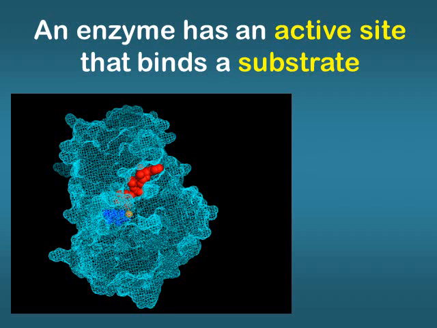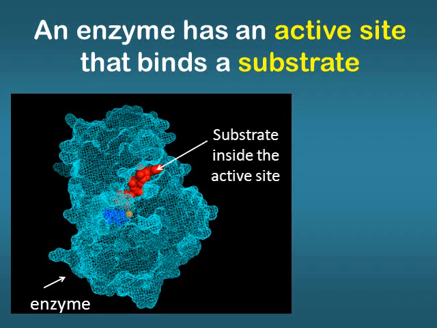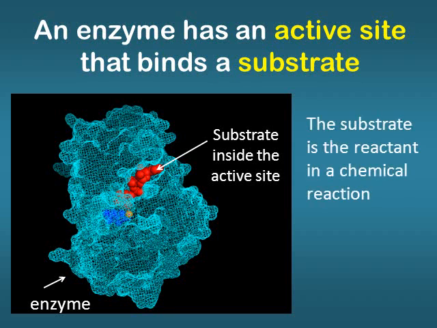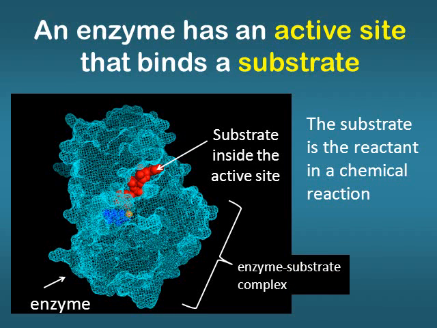An enzyme has to bind that reactant, and we call that a substrate. And so here in this three-dimensional image, we see an enzyme with its substrate bound inside its active site, which fits in there very specifically. And that substrate, again, is called the reactant in a chemical reaction. So this would be like the carbonic acid we just saw in the previous reaction. Now, when that substrate binds inside the active site of the enzyme, we call that the enzyme-substrate complex.